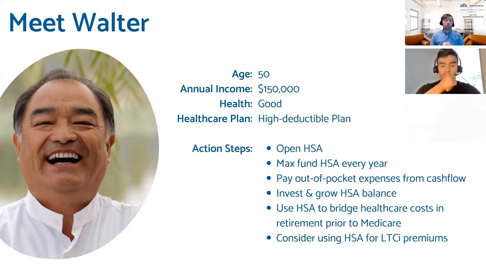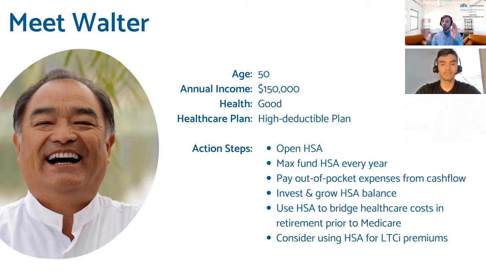And then for Walter, here's a great strategy that we see with clients. He's saying, you know what, I really want to retire by 60. Some of the key points that jump out to us is that he's probably not going to be covered by any kind of group health insurance plan anymore, right? And he's not yet eligible for Medicare.